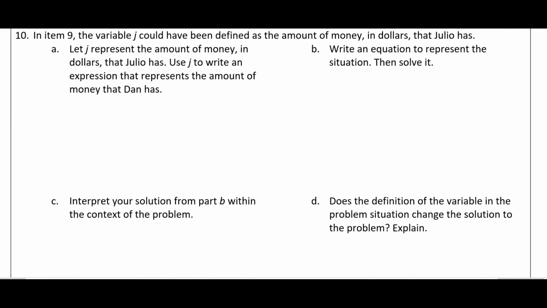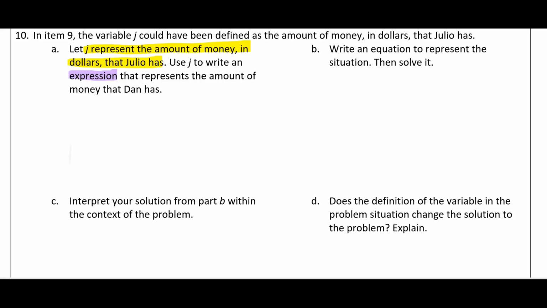All right, number 9. It says, in item 9, the variable J could have been defined as the amount of money in dollars that Julio has. So this time, instead of writing this in terms of D, Dan's money, we're going to let J represent the amount of money in dollars that Julio has. So they want us to write an expression that represents the amount of money that Dan has.